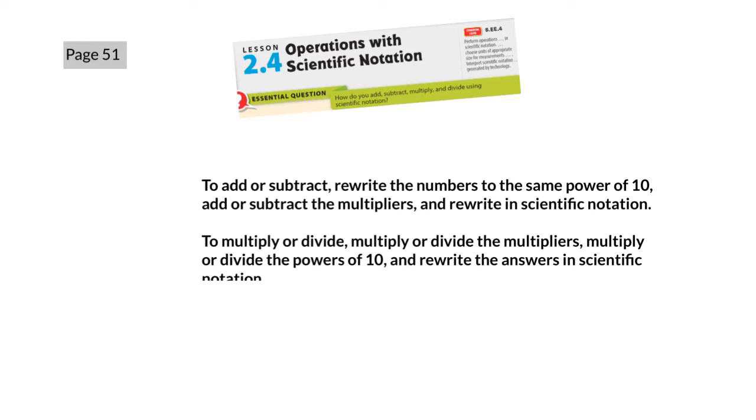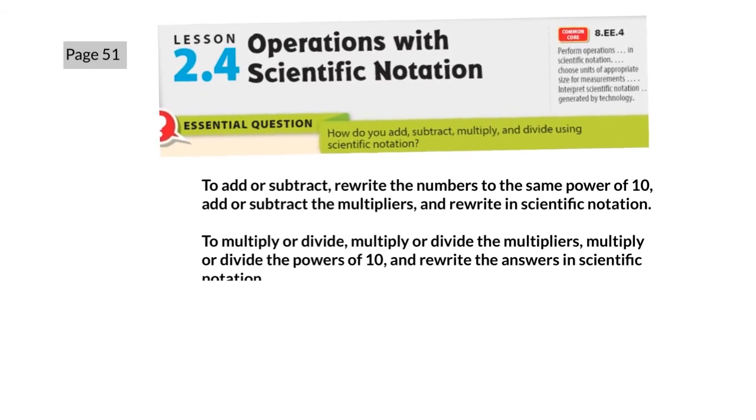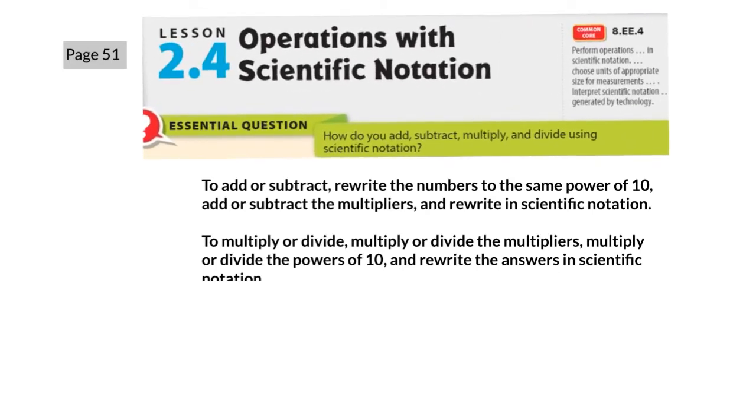To add or subtract, rewrite the numbers to the same power of 10, add or subtract the multipliers, and rewrite in scientific notation. To multiply or divide, multiply or divide the multipliers, multiply or divide the powers of 10, and rewrite the answer in scientific notation. Now that's the response to the question, but it's probably a little easier to understand once we start solving the problems. And we are on page 51.